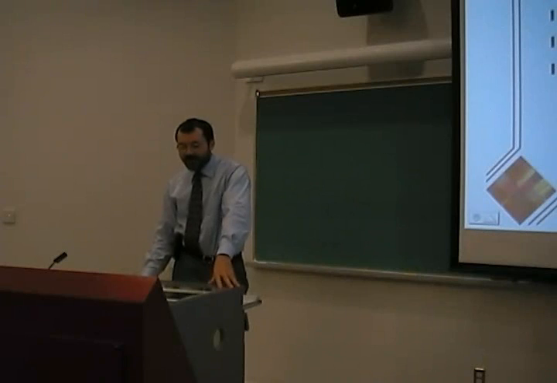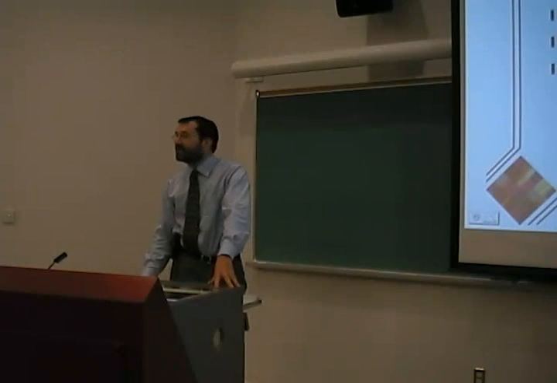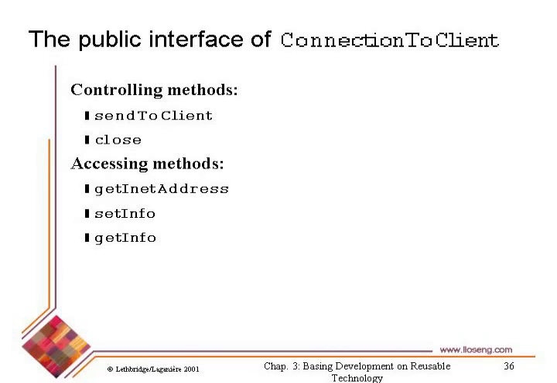So there's that, and then there's a thing called setinfo and getinfo. These are very important pieces of code that you're going to be using extensively. In short, what setinfo does is it says, save a piece of information about this client that we can get later on by calling getinfo.